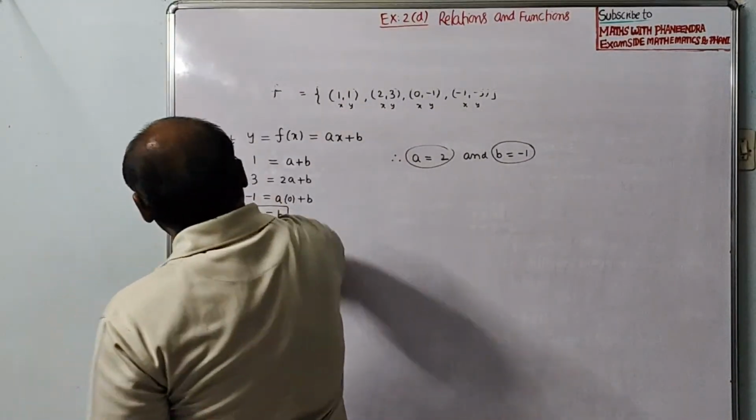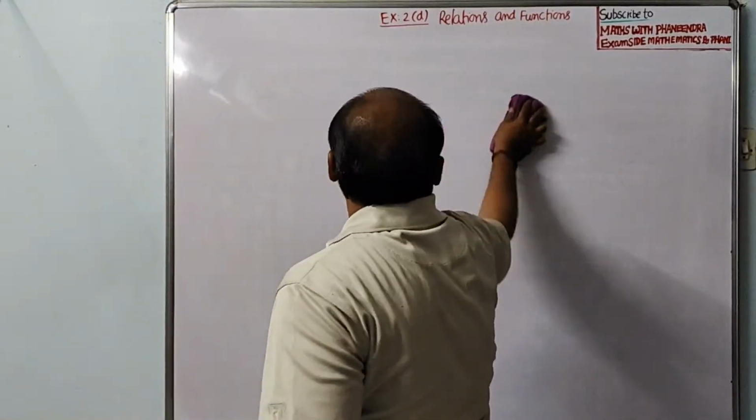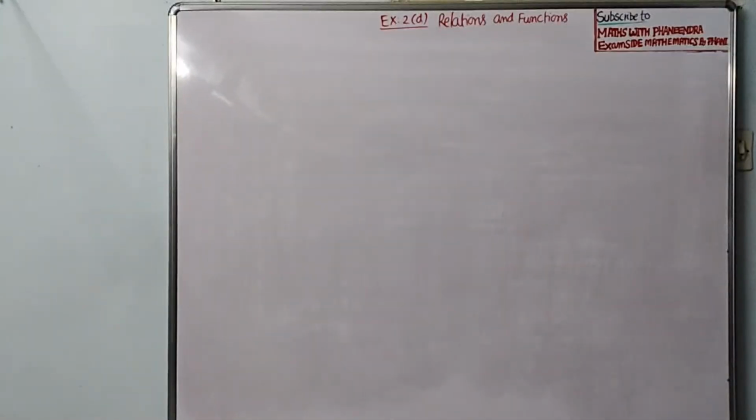Now we will enter into the third section. This is the third section, the last section in this chapter on relations and functions.